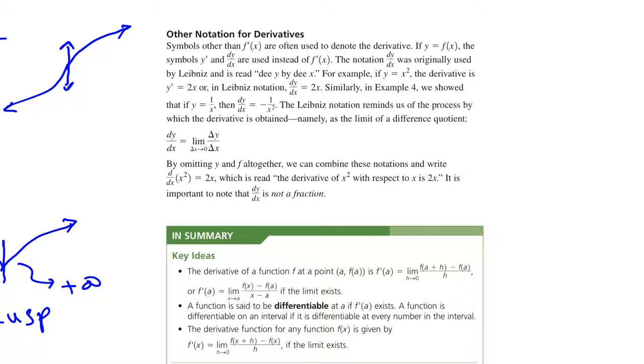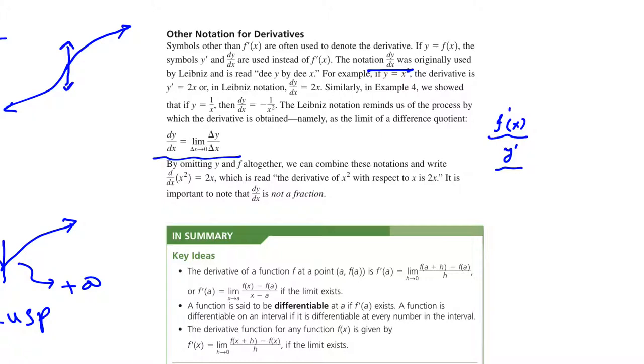Another notation for derivative. We use f prime of x to show the derivative of f of x, as we've done so far in this chapter, or y prime. And the other notation is dy/dx. dy/dx is the derivative of y with respect to x. It's called Leibniz notation. dy/dx is the limit of delta y over delta x as delta x approaches 0.